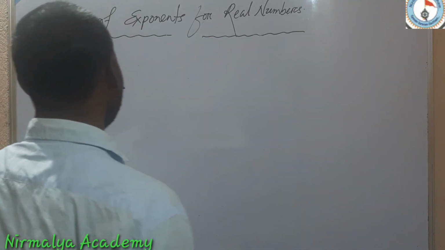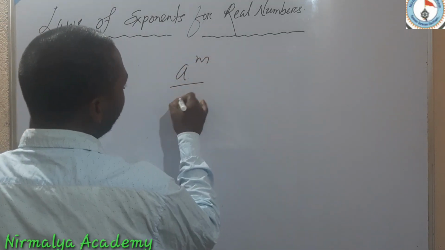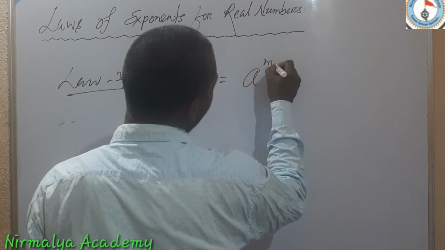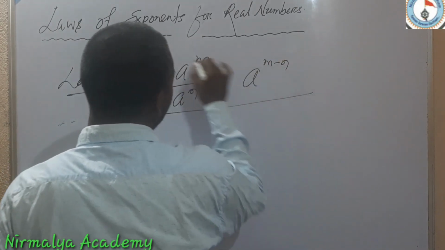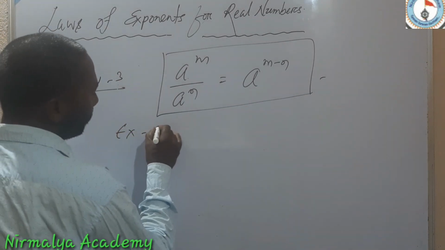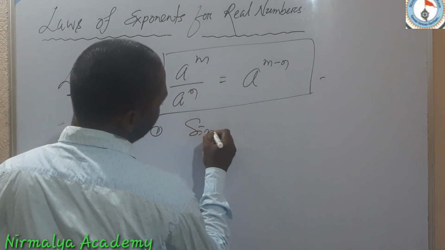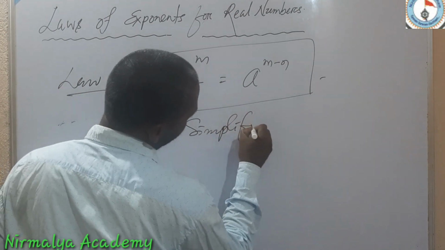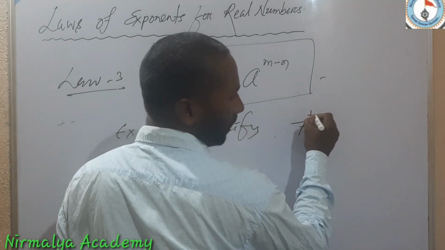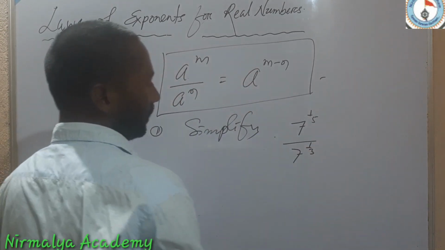Now I will discuss the third law. The third law is a to the power m by a to the power n equals a to the power m minus n. Let's see some examples. Example 1. Simplify 7 to the power 1 by 5 by 7 to the power 1 by 3.